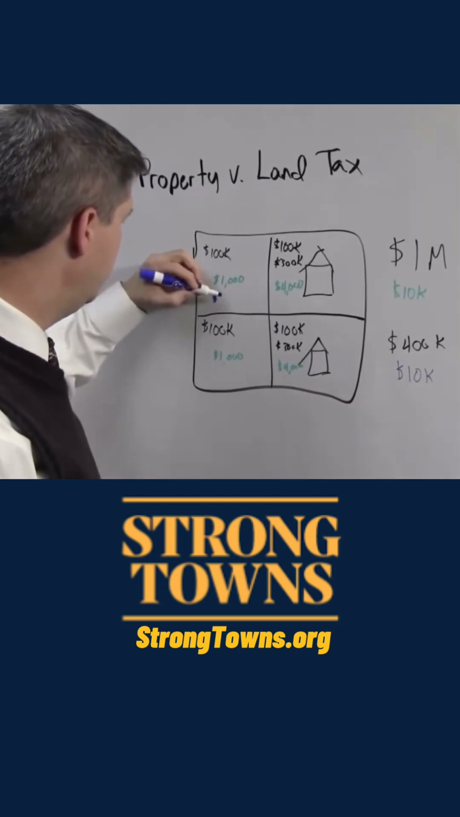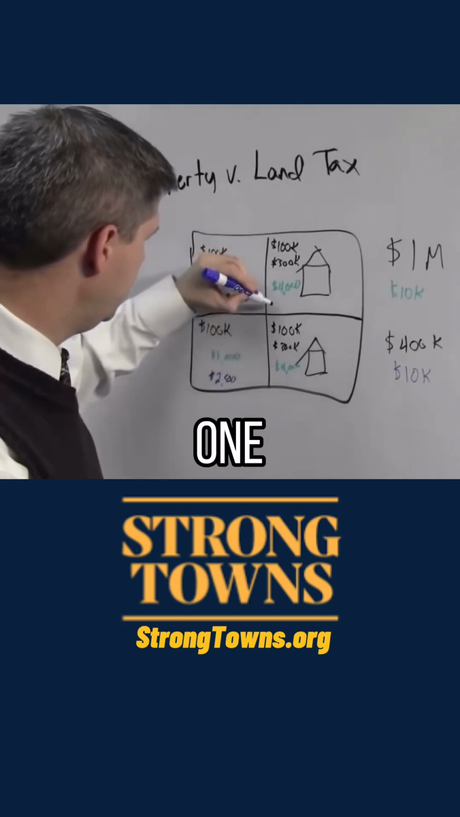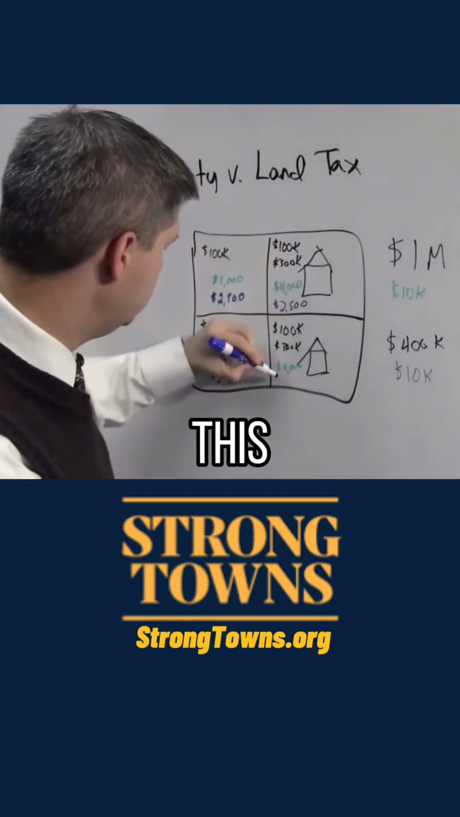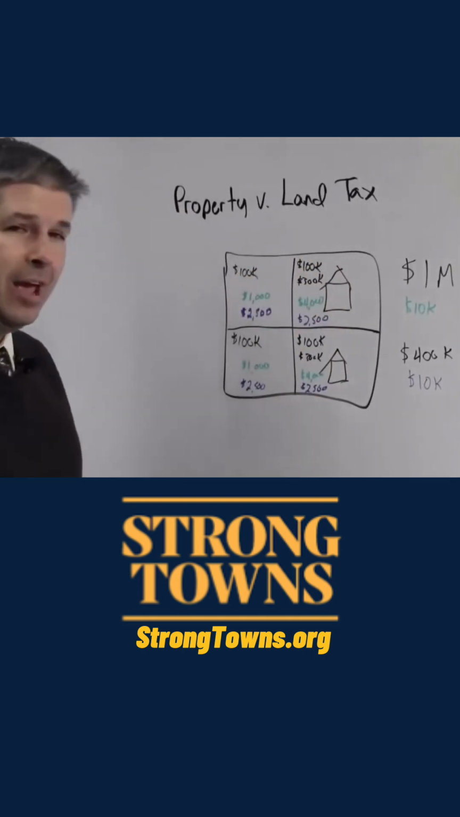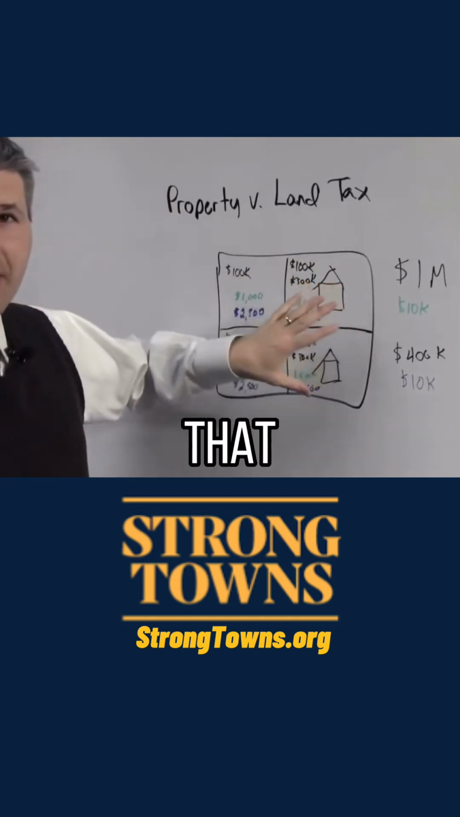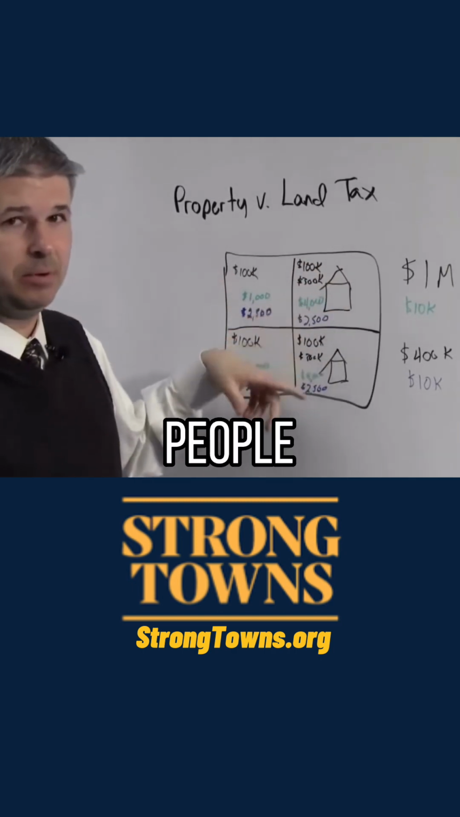Now this place is paying $2,500. This place is paying $2,500. This one is paying $2,500. And this one is paying $2,500, because the land is all worth the same. You see right away that this benefits the people that improve their property. And the people who don't improve their property are paying just as much tax as the people who do.